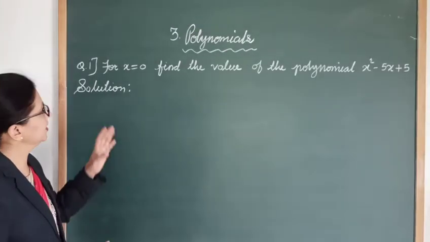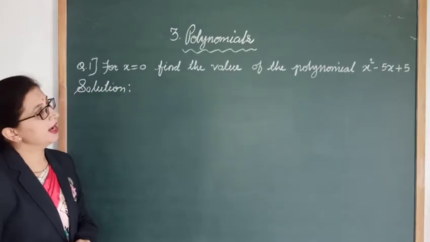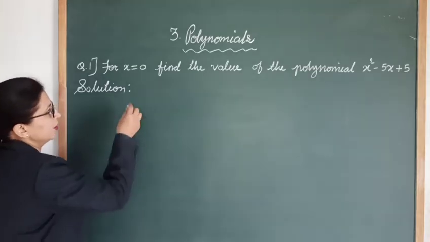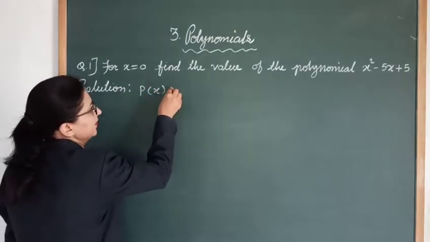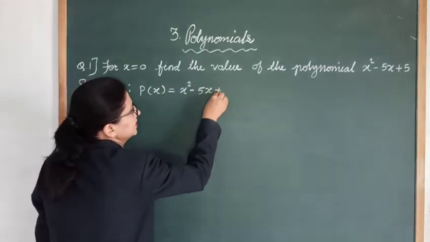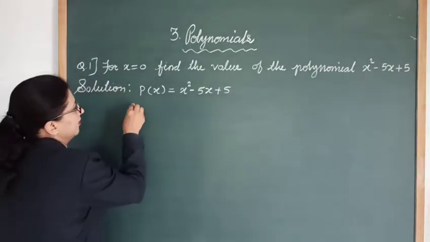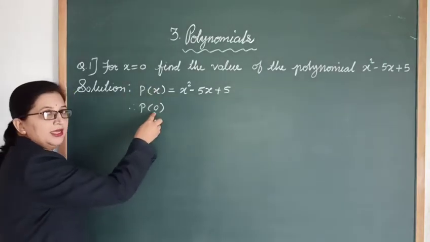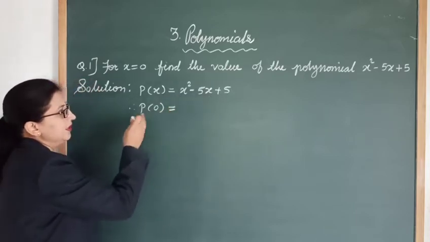Now let's find the value of this polynomial. For x equal to 0, find the value of the polynomial x square minus 5x plus 5. This is a polynomial in x, so we write it this way: x square minus 5x plus 5. Whatever value of x is given, we put that in the bracket, and wherever there is an x, we replace it by 0.